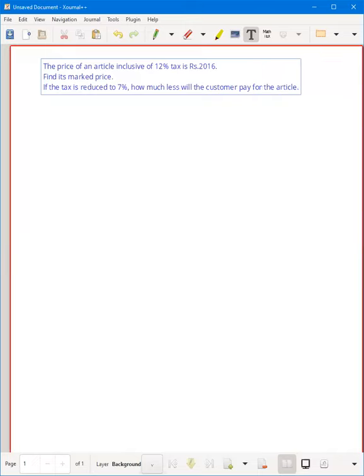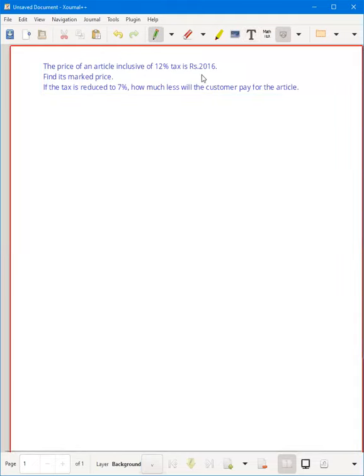Okay, this is the question. The price of an article inclusive of 12% tax is 2016. We have to find the mark price. This is the first part of the question. The second part says, if the tax is reduced to 7%, how much less will the customer pay for the article? Solve this quickly, 5 minutes. If anybody is not able to solve it, raise your hand.